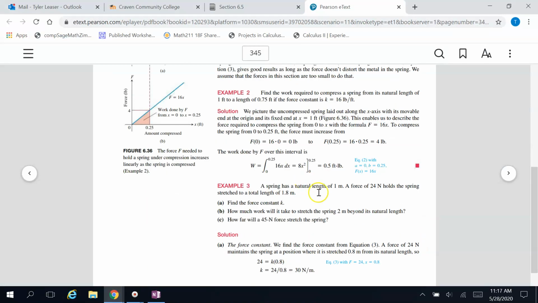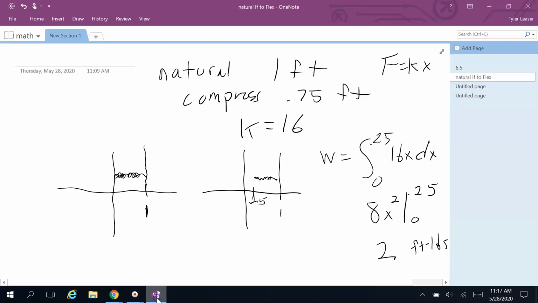Just to double check, make sure I did that math right. Of course I didn't. Plugging 0.25 into that, it's 0.5, not 2. That's what I get for doing it in my head. 0.5 foot-pounds. Okay, great. Good.